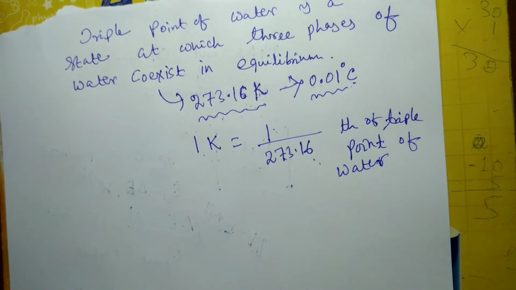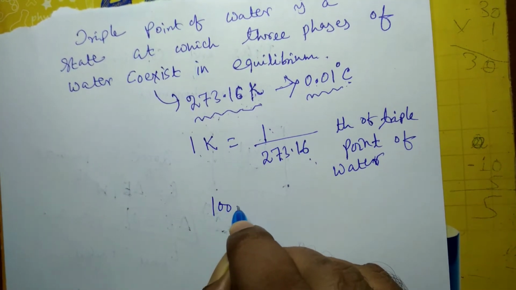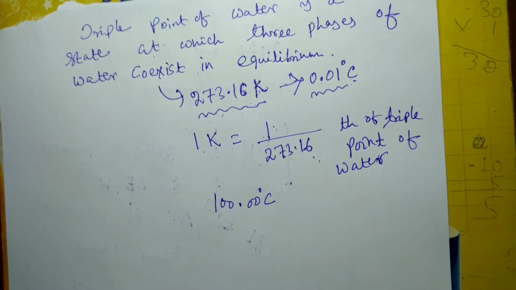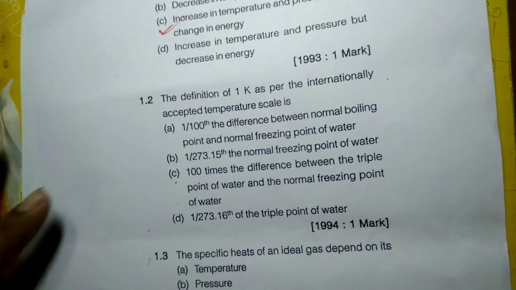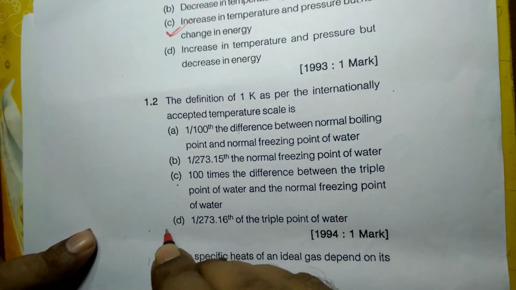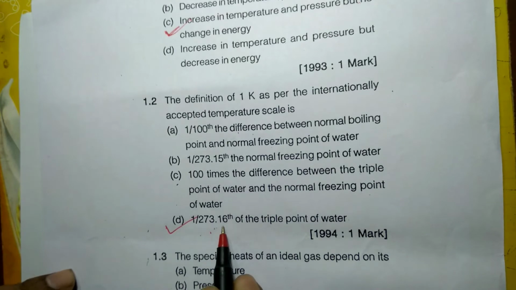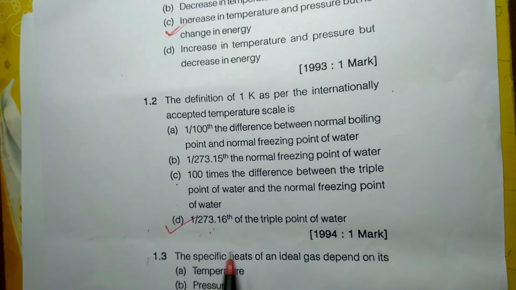And in the same conference also, the steam point was experimentally found to be, steam point means liquid water and water vapor will remain in equilibrium under standard atmospheric condition at 100 degrees Celsius. So steam point was also established at that conference. So our correct option will be option D, 1 upon 273.16 of the triple point of water after 1954.